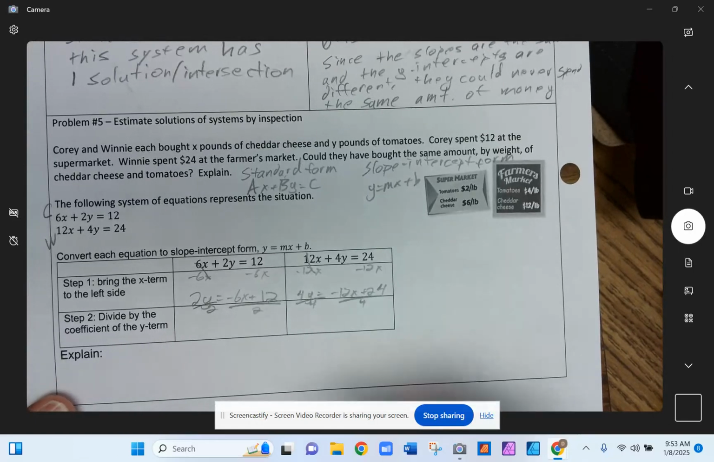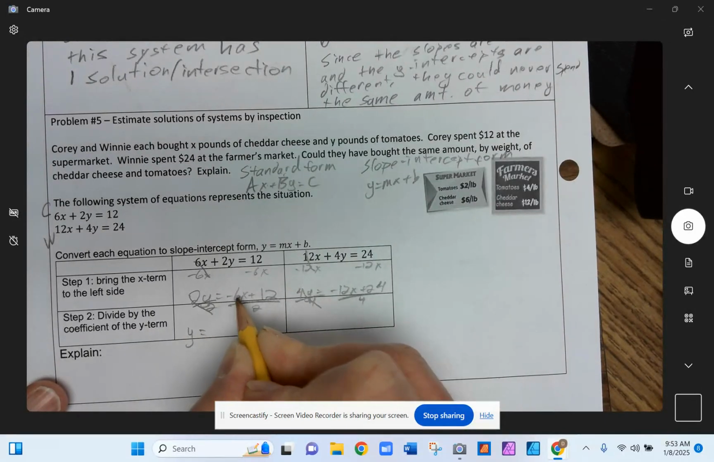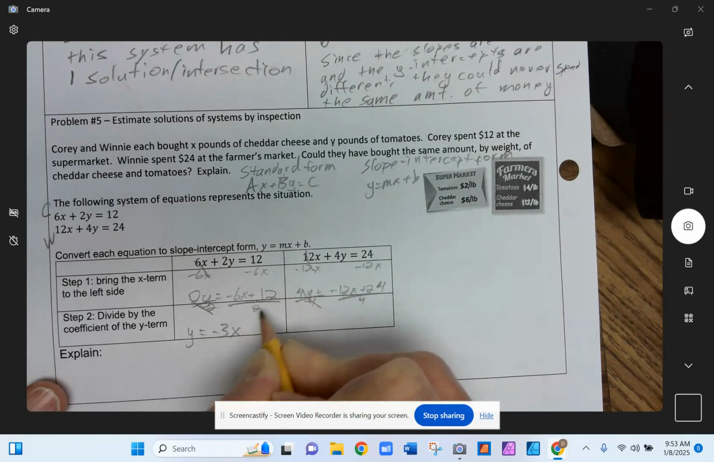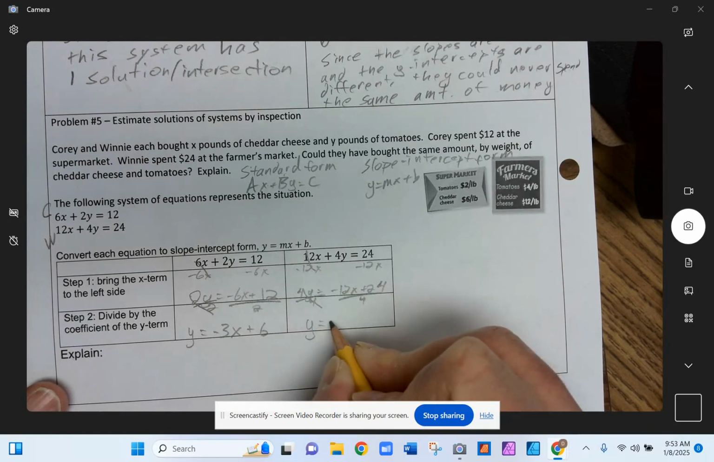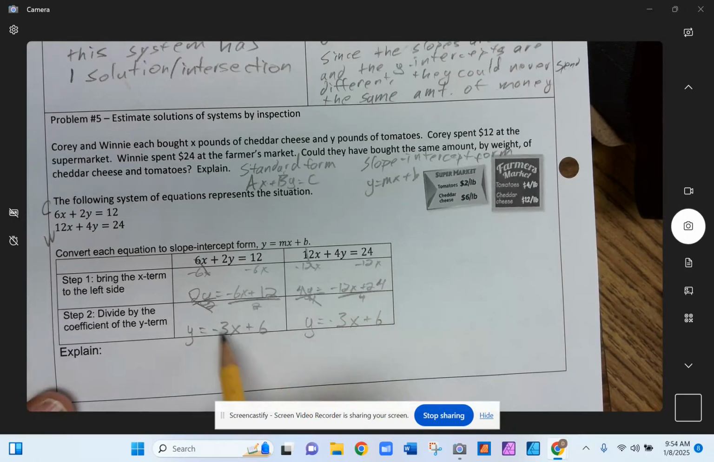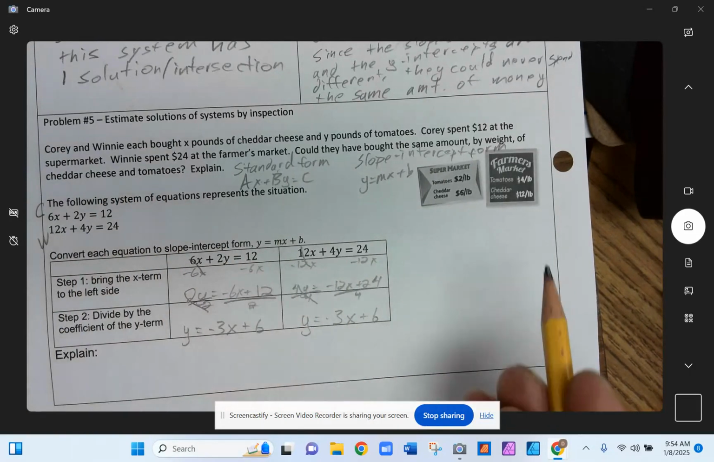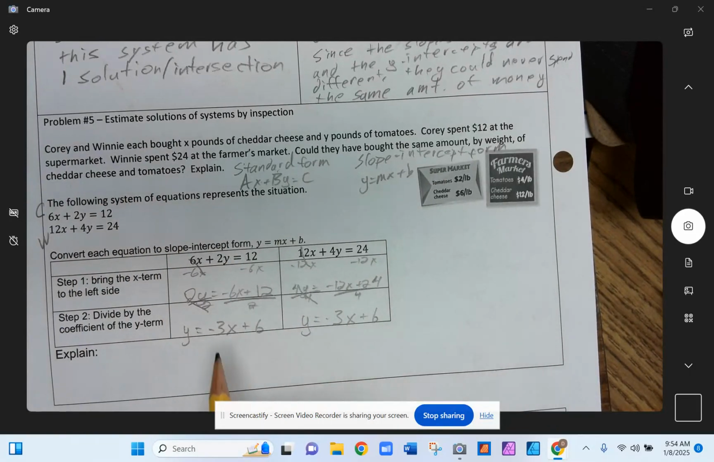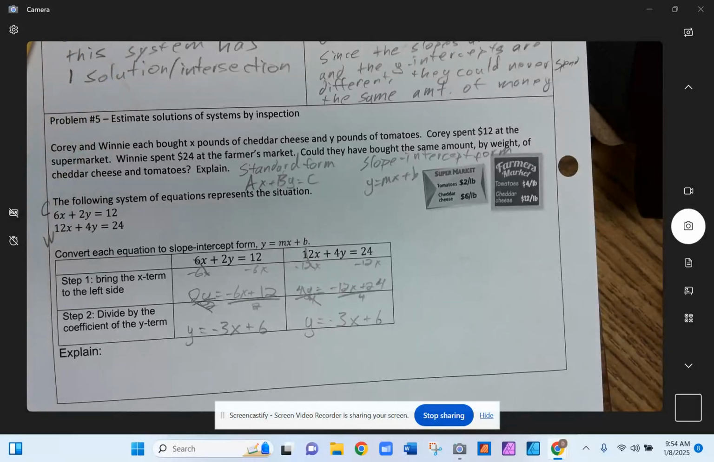So we are dividing by the coefficient of the y term, so those get crossed out. We're left with y equals negative 6 divided by 2 is negative 3x, and 12 divided by 2 is 6. Negative 12 divided by 4 is negative 3x, and 24 divided by 4 is 6. So we have basically the same equation here. Could they have bought the same amount by weight of cheddar cheese and tomatoes? Yes, they could have, because it's the same line. So basically these are infinite solutions because it's the same line.